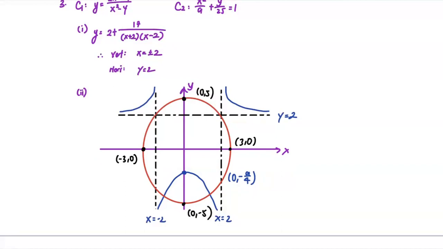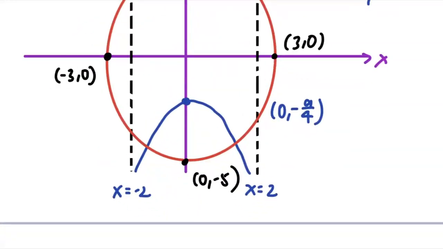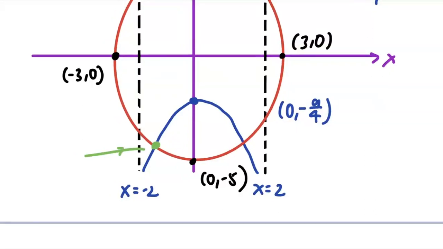Okay, and then part C: find the x coordinates of the points where the two curves intersect. So this one I'll just give to you. You can use your GC to check, or you can solve simultaneously, which I don't recommend. Use your GC to check. This x coordinate here is negative 1.19, and this value here is 1.19.